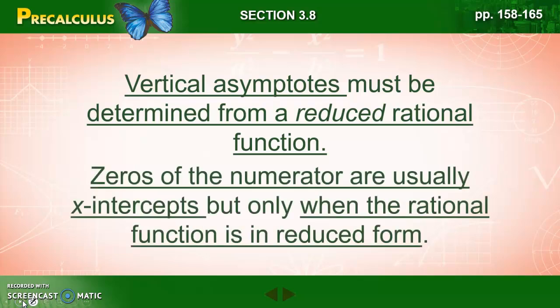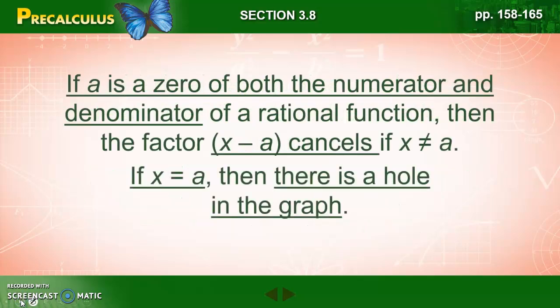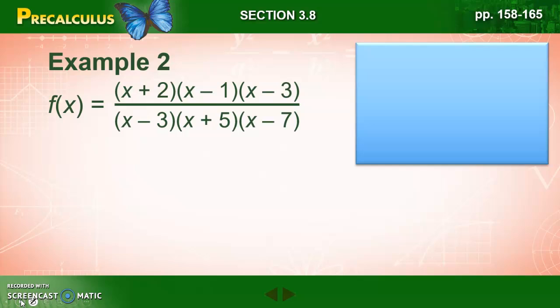But any numbers that we cancel, where it's a 0 of the numerator and the denominator, and we're able to cancel that out, like that x minus 2, those result in a hole. If x equals a, then there is a hole in the graph, and what we just said. Let's take a look at this example.